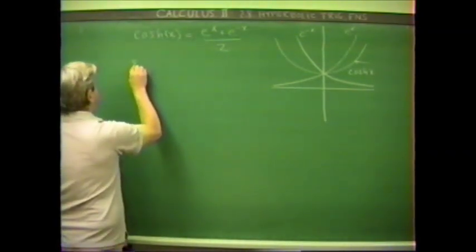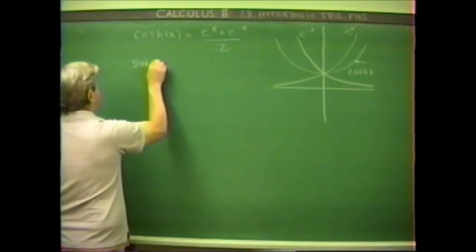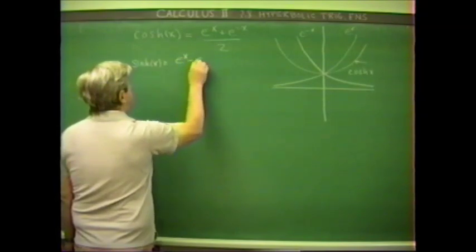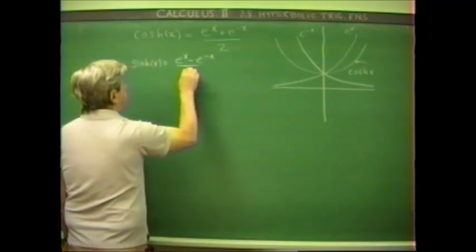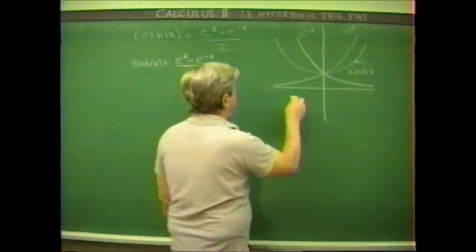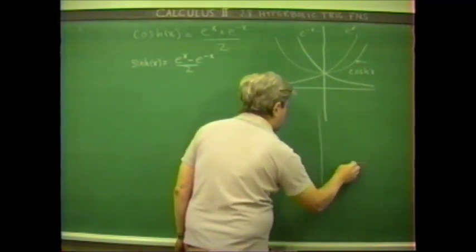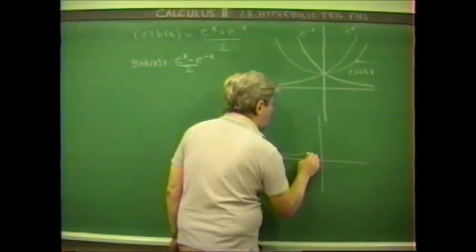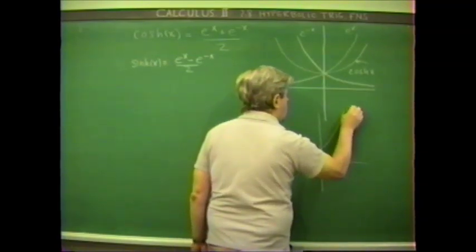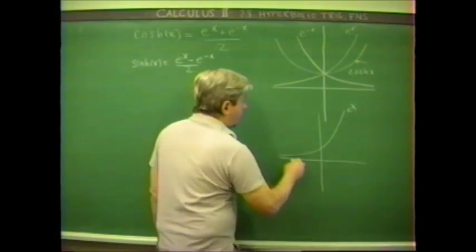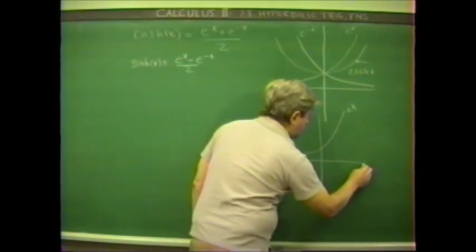Hyperbolic sine function is e to the x minus e to the minus x, over 2. And if this here is e to the x, and if we now draw minus e to the minus x, it's going to look like this.